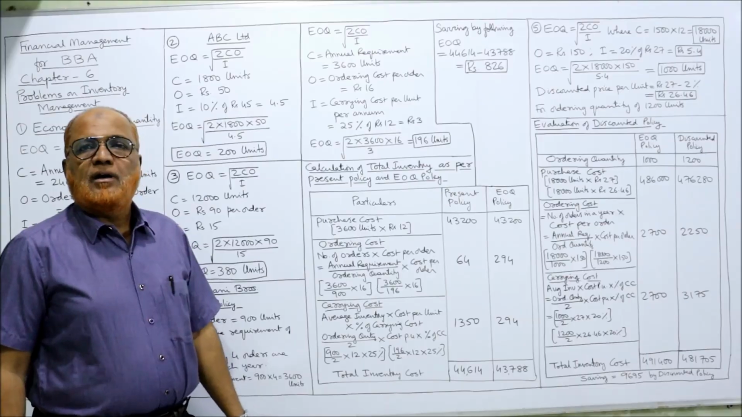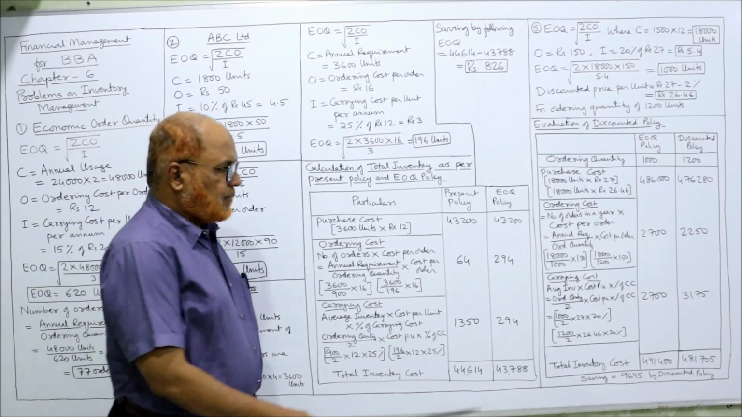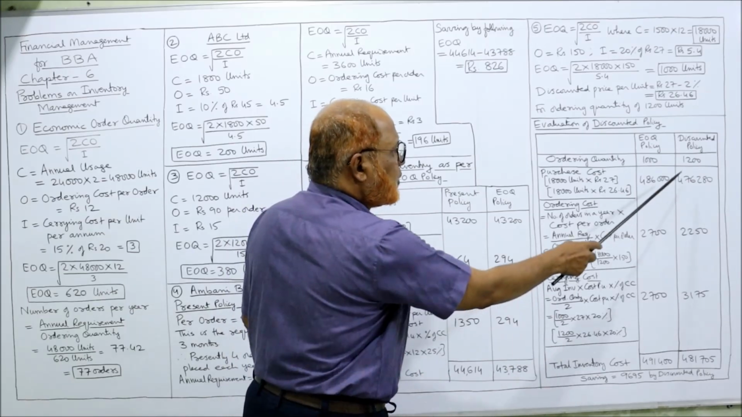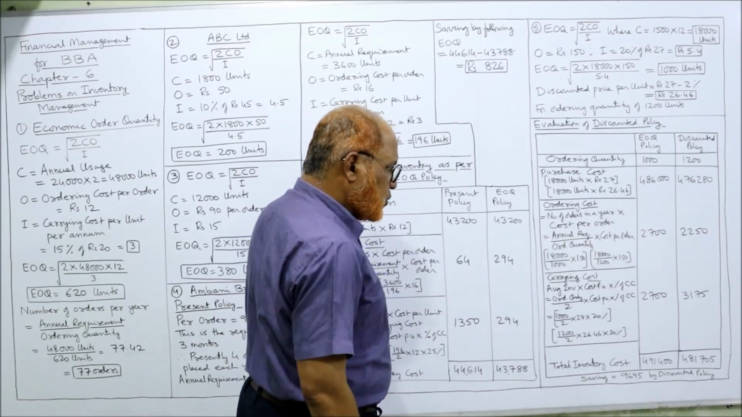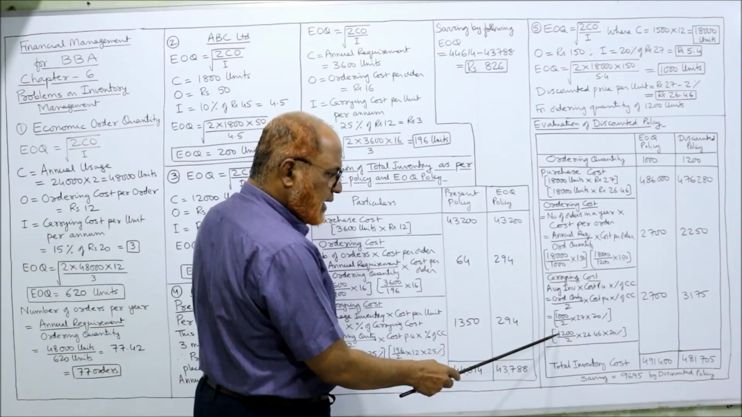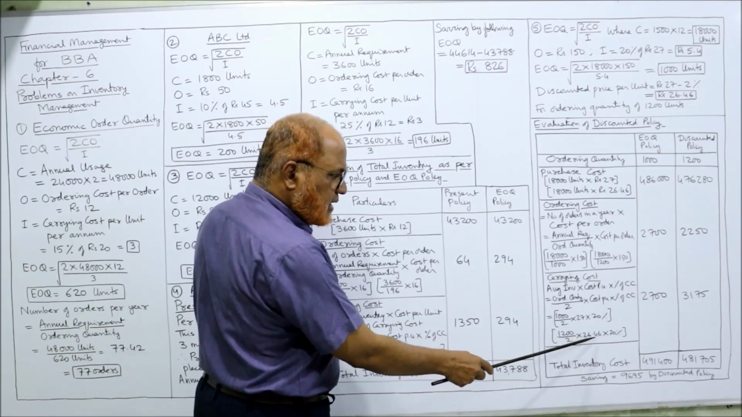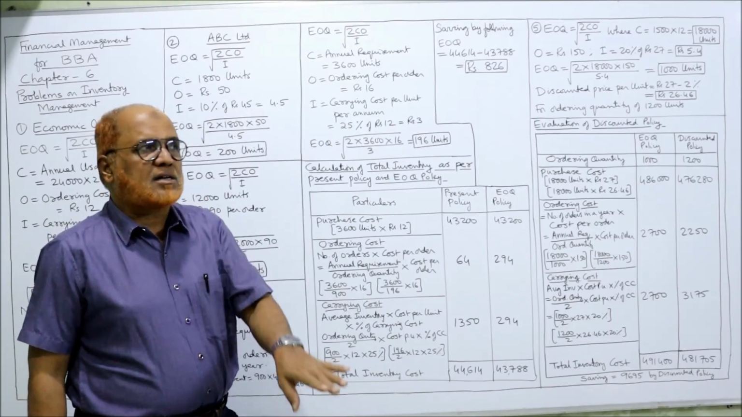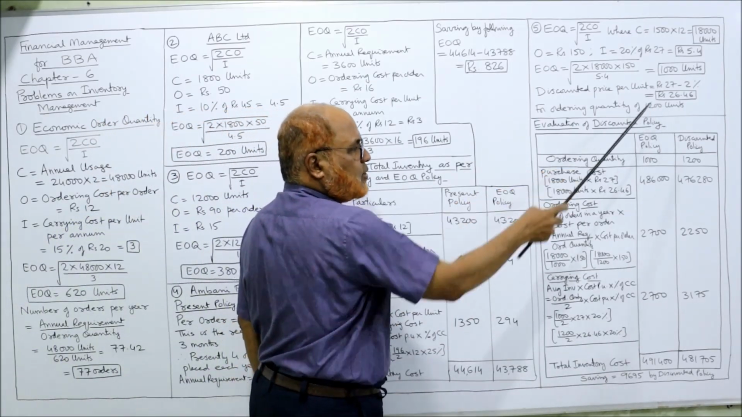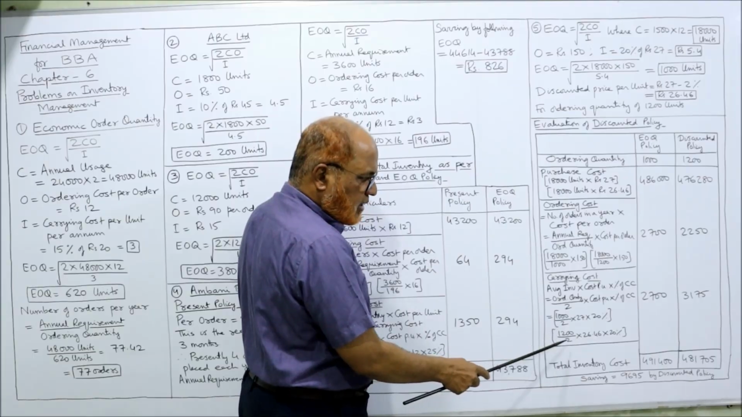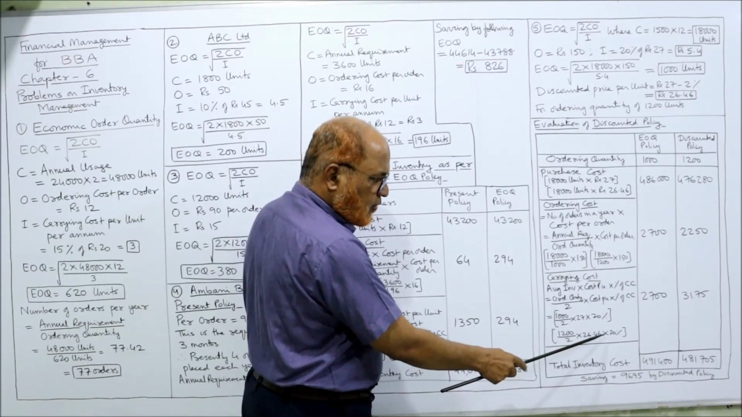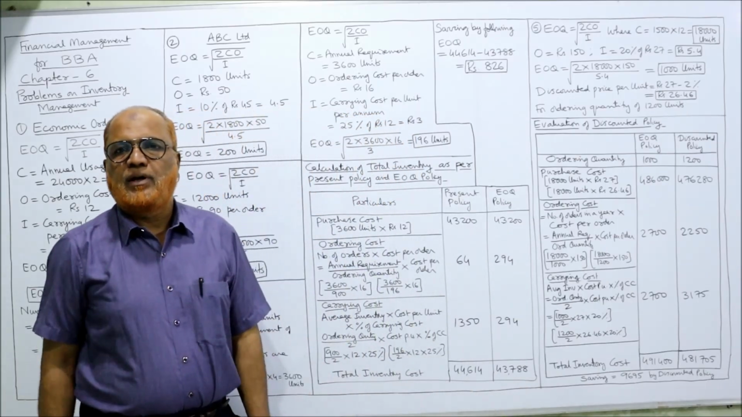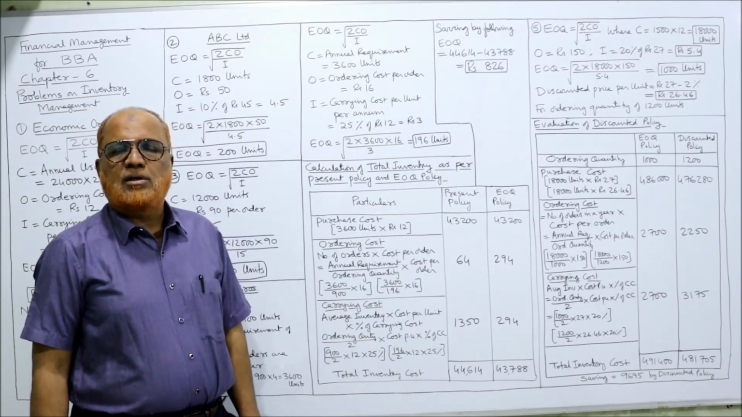Whereas in the discounted policy, the ordering quantity is 1200, divided by 2 into 26.46, because the cost per unit at the discounted policy is 26.46. So 1200 divided by 2 into 26.46 into 20% is 3,175. So we got the carrying cost.